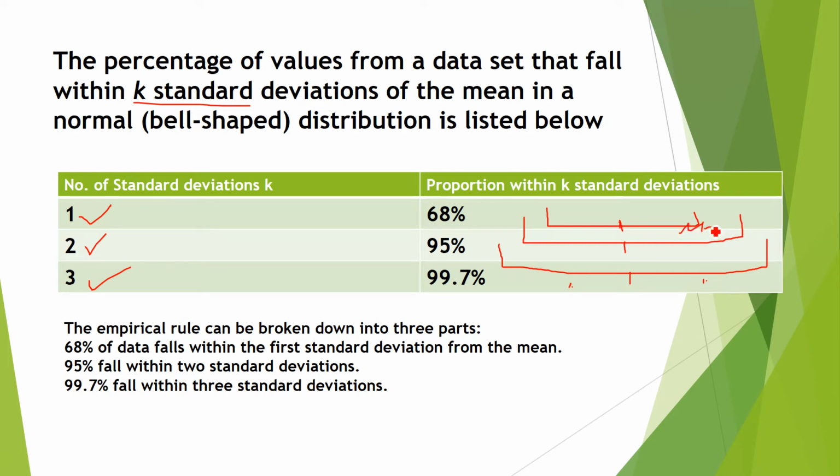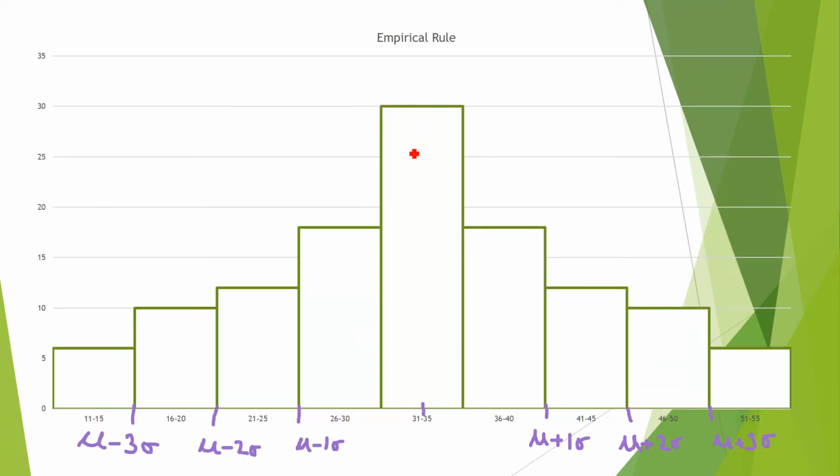Mu plus 1 sigma, 1 standard deviation. Mu plus 2 sigma, here mu plus 3 sigma. Similarly, on the left hand side, mu minus 1 sigma, mu minus 2 sigma, and mu minus 3 sigma. This is when you will make the graph. So always you will see it is in the bell shape. That is why it is called the normal distribution.